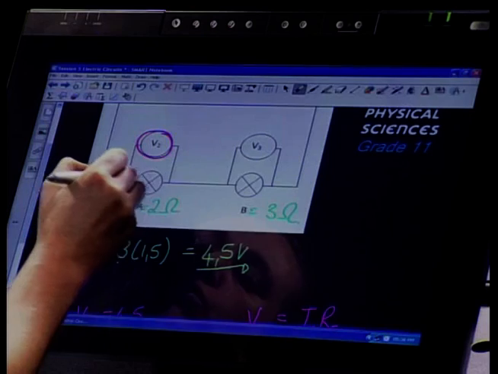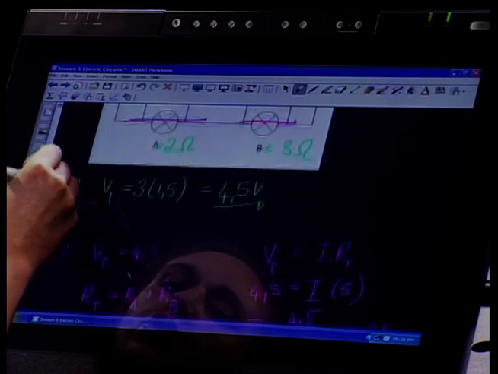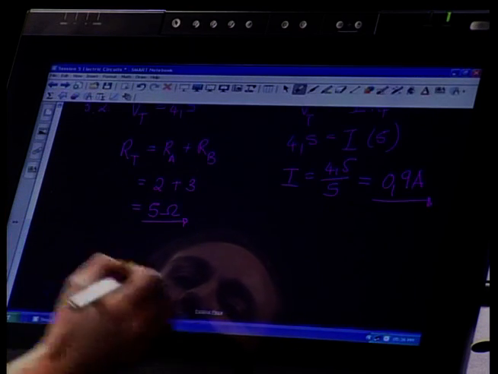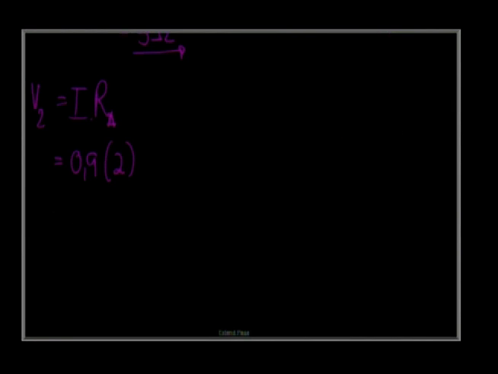Because the current that goes through each one is exactly the same, it is the same value that we use for each. So your potential difference for voltmeter 2 is going to be the current multiplied by the resistance for A. Now, current is 0,9. Your resistance over there is going to be 2 ohm. 0,9 multiplied by 2 is going to give you a reading of 1,8 volt.